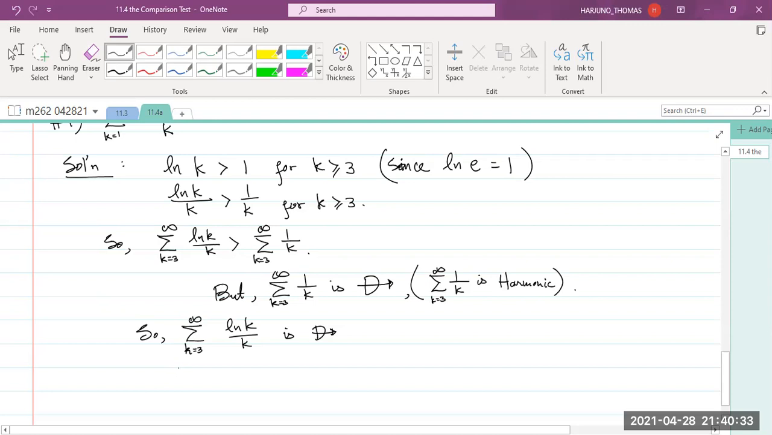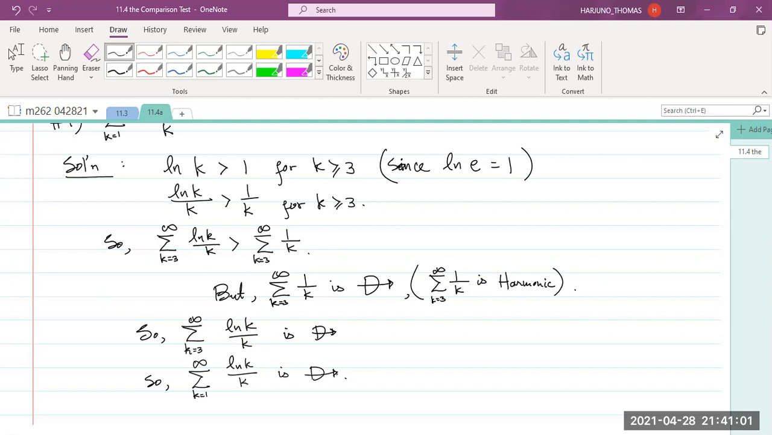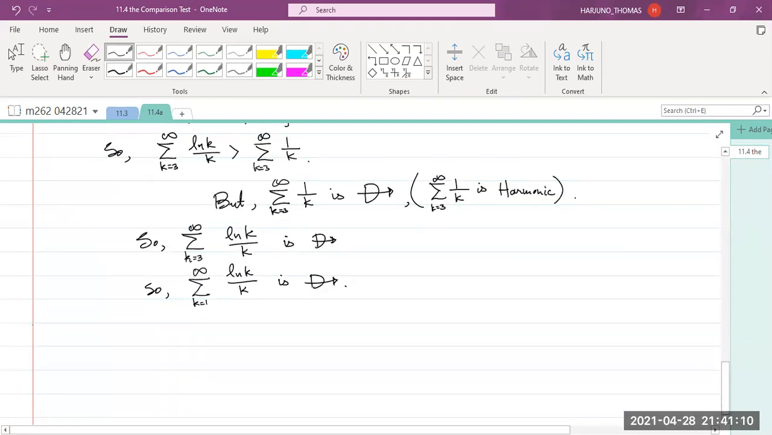But that's the terms from 3, right? What happened with the terms from 1? Yeah, if you add the first 2 terms, it doesn't change the result. It will still be divergent. Okay, so using the comparison theorem becomes a lot faster. Okay, a couple more questions.